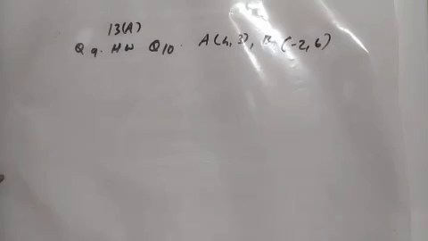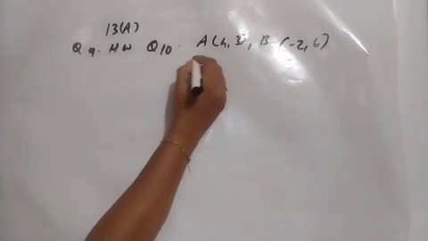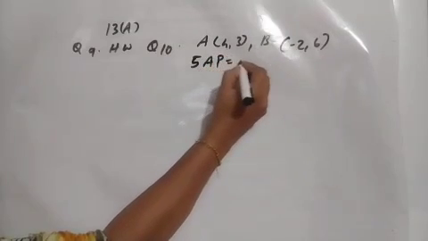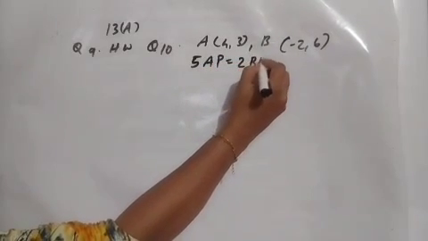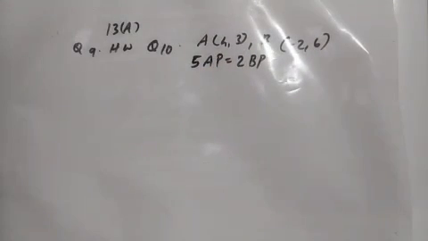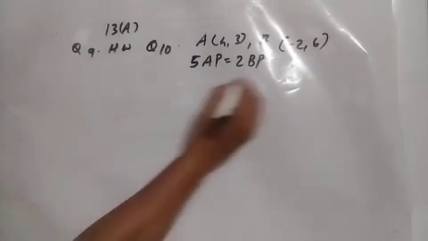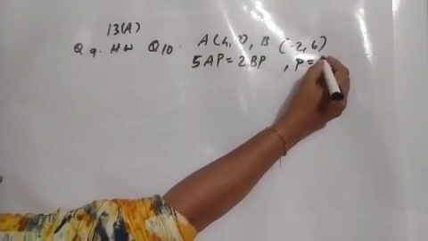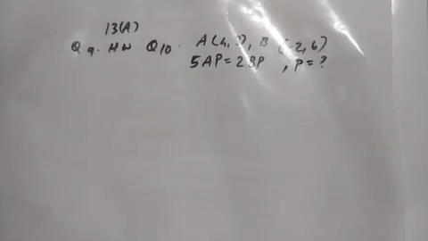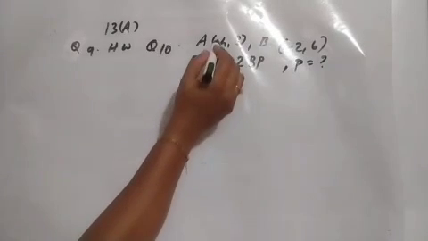...is divided by the point P such that 5 AP is equal to 2 BP. Find the coordinates of P. So here we use the section formula to find it, because we know the 2 points A and B.